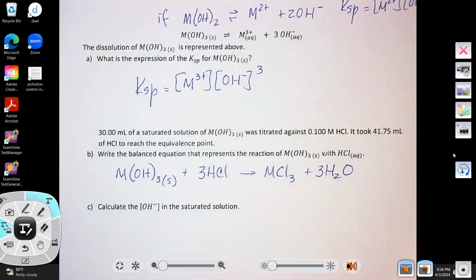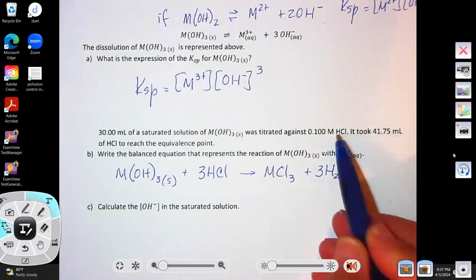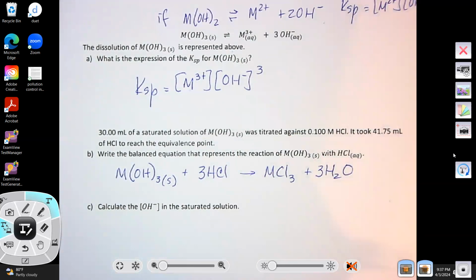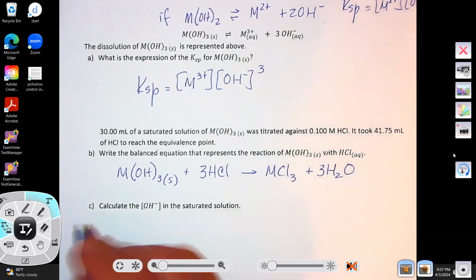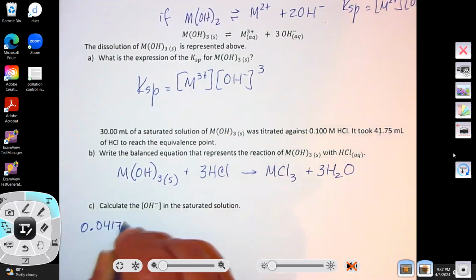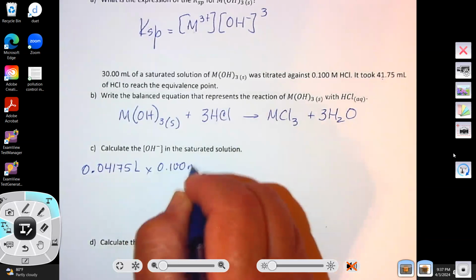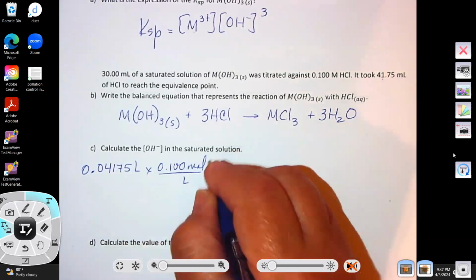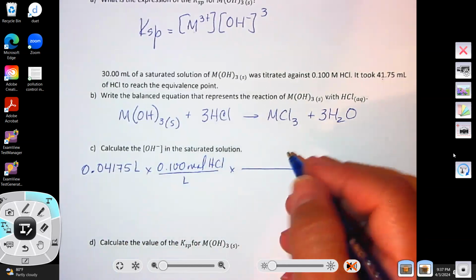And then letter C says calculate the OH in the saturated solution. So we know that it used 4.175 milliliters of this acid to neutralize the base. So to find out the concentration of OH, we need to use the titration data. So starting with the volume of the acid times the concentration of the acid. Remember, this is hydrochloric acid. And now we need to cross to OH.